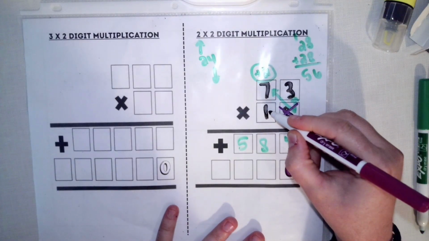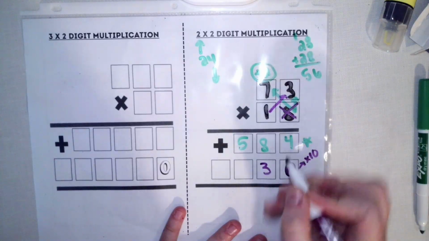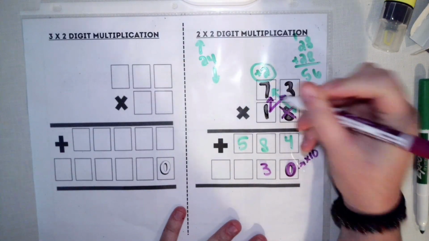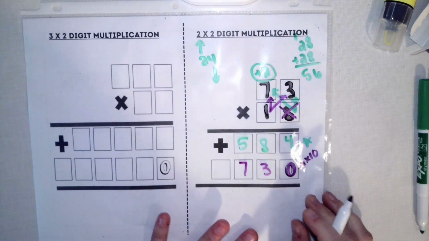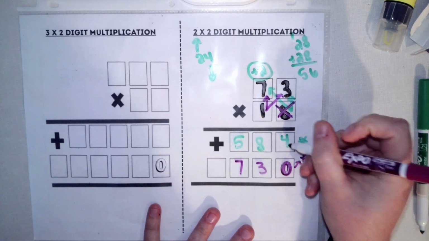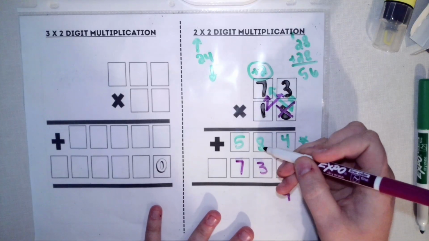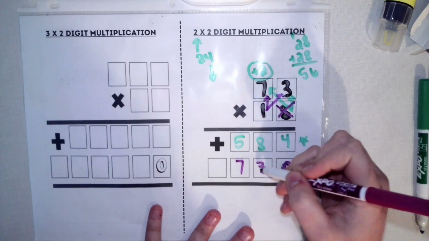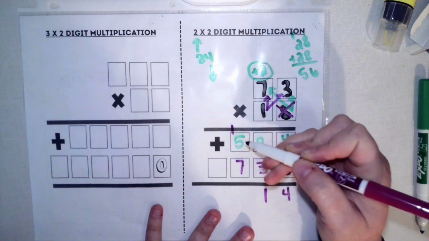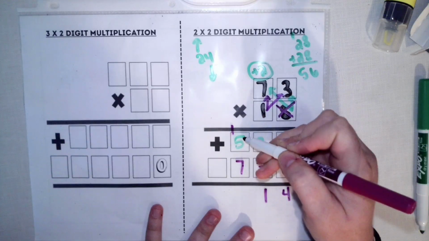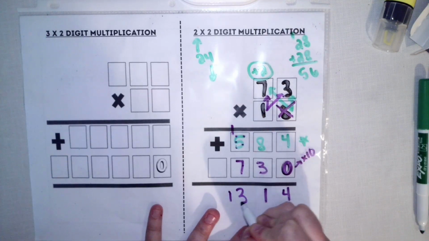Alright, now I can start. 1 times 3 is 3. 1 times 7 is 7. Now I just need to add 4 plus 0 is 4. 8 plus 3, we can use touch points if we need to. Say 8, 9, 10, 11. I drop the 1, carry the 1. 7 plus 1 is 8. 9, 10, 11, 12, 13. And I drop my 13.